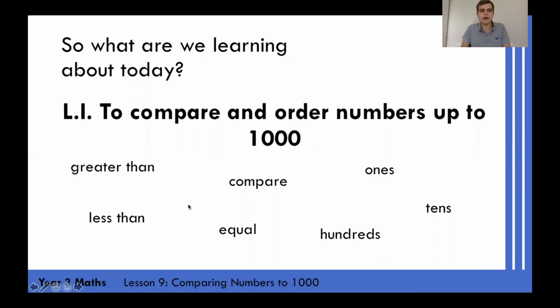And here is our learning intention for today. We are going to compare and order numbers up to 1,000. So today we're going to do the comparing part, and in our next lesson, we're going to do the ordering part. So today we're looking at comparing numbers up to 1,000. So we're going to need to use hundreds, tens and ones still, and those have been there in pretty much all of the lessons that we've done together. We're going to need to use the word compare, and we're going to need to use the words greater than, less than, and equal to be able to compare those numbers. And you might recognise some of those words, greater than, less than, and equal, from some of the learning you'll have done in year 2.